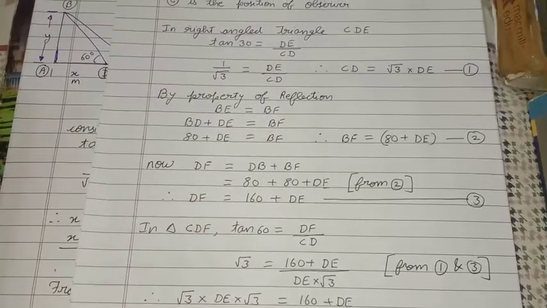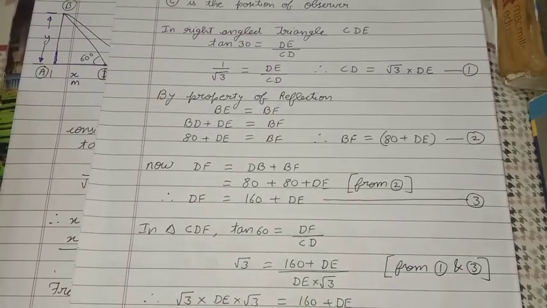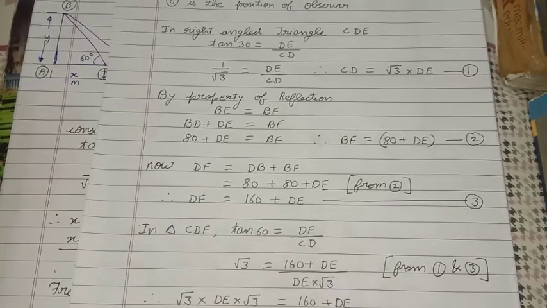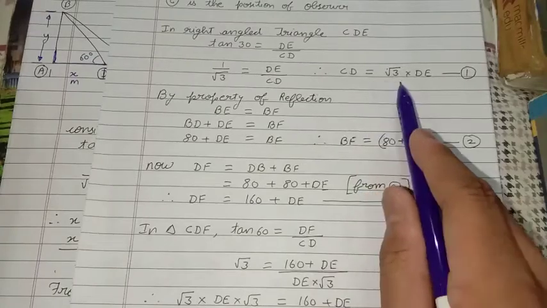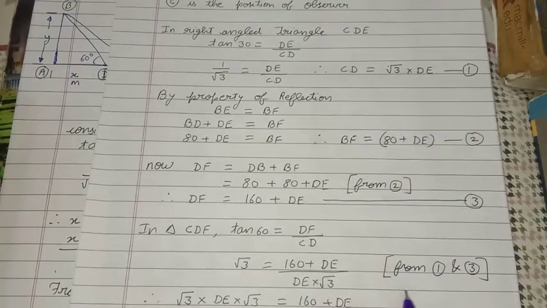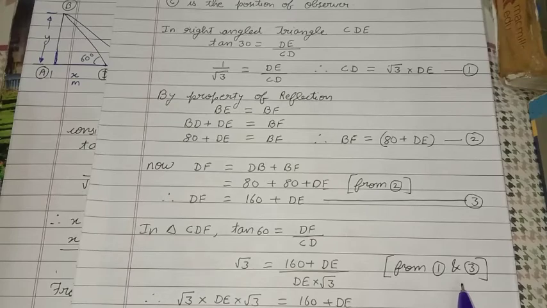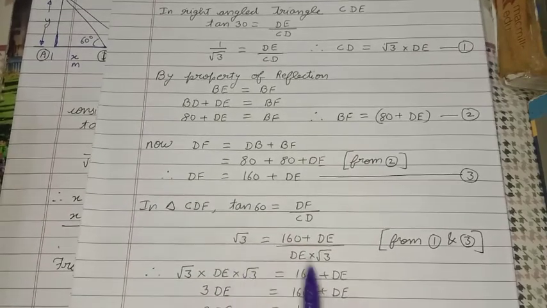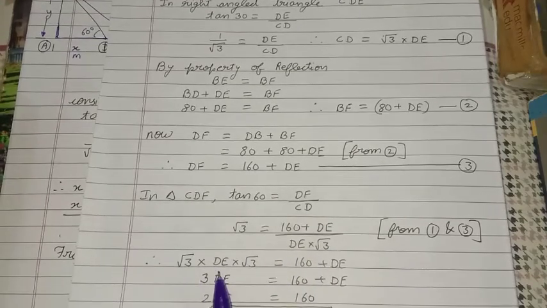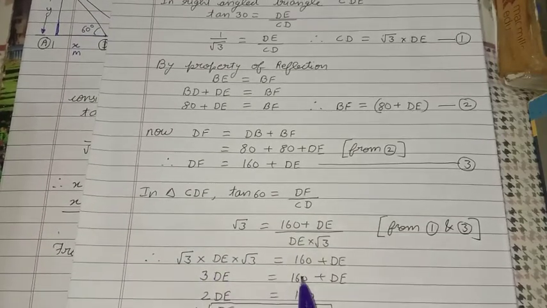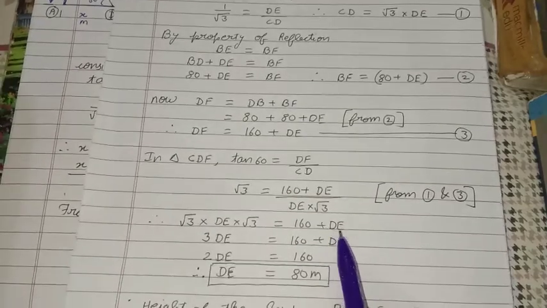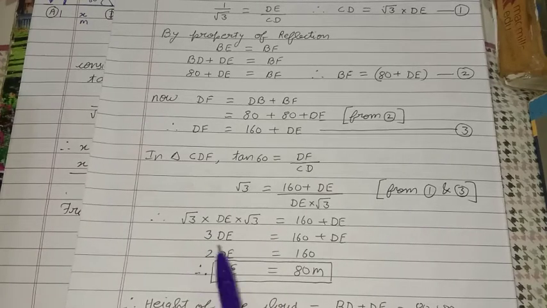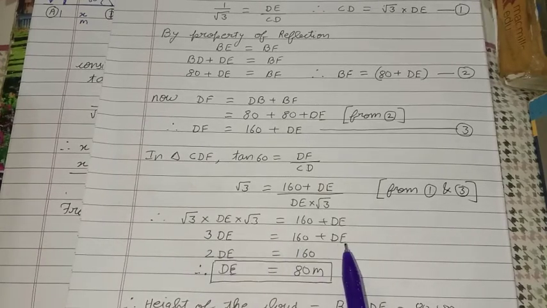Now the value of DF from equation number 3, just put this value over here. So that is 160 plus DE, and the value of CD from equation 1 is root 3 into DE. That's what I have written here from equation 1 and 3. Correct. And tan 60, the value is root 3. Now multiply, take this to the left hand side. So root 3 into DE into root 3 is equal to 160 plus DE. Next step is root 3 into root 3 is 3. So 3 DE is equal to 160 plus DE.